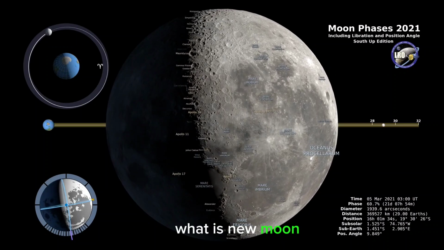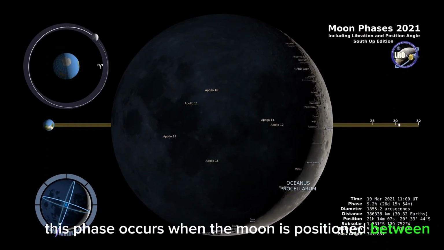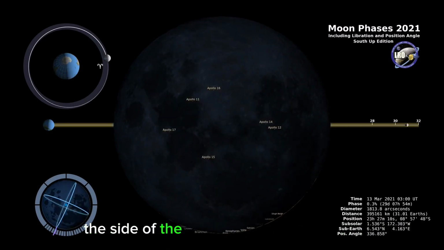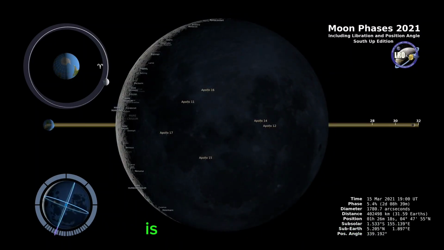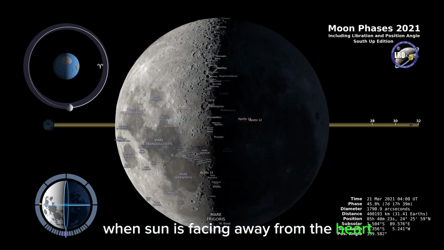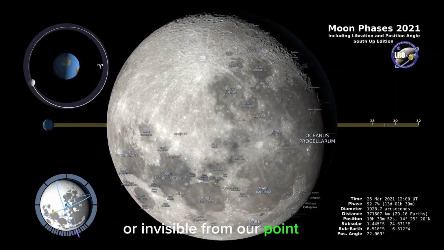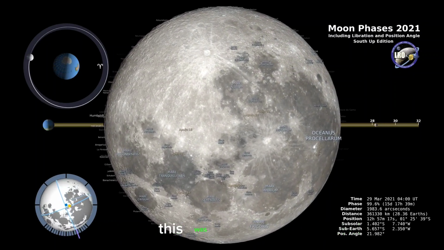What is new moon? This phase occurs when the moon is positioned between the Earth and the sun. The side of the moon that is illuminated by the sun is facing away from the Earth, making the moon appear mostly dark or invisible from our point of view. So this was the new moon.